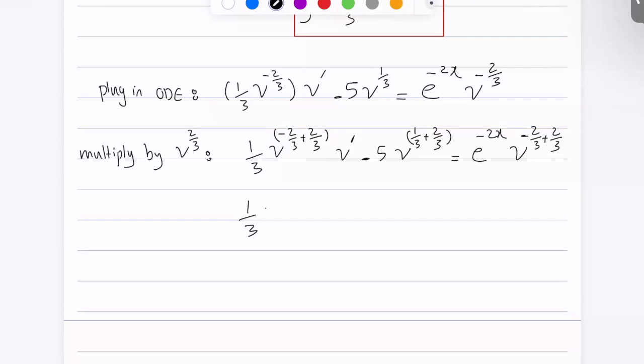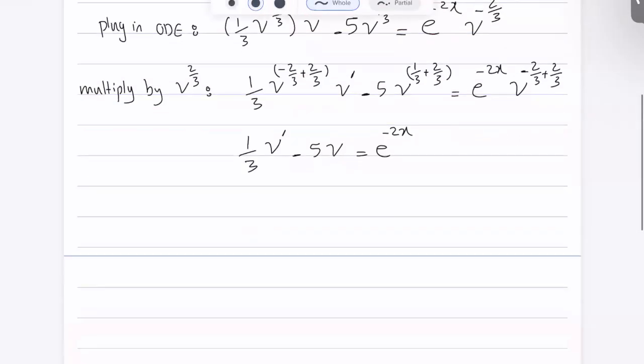So we get 1/3 v prime minus 5v, because 1/3 plus 2/3 is 1, equals e to the negative 2x, because this is, again, just 1. And we can simplify this a little bit more. If I multiply by 3, we can write this as v prime minus 15v equals 3e to the negative 2x.